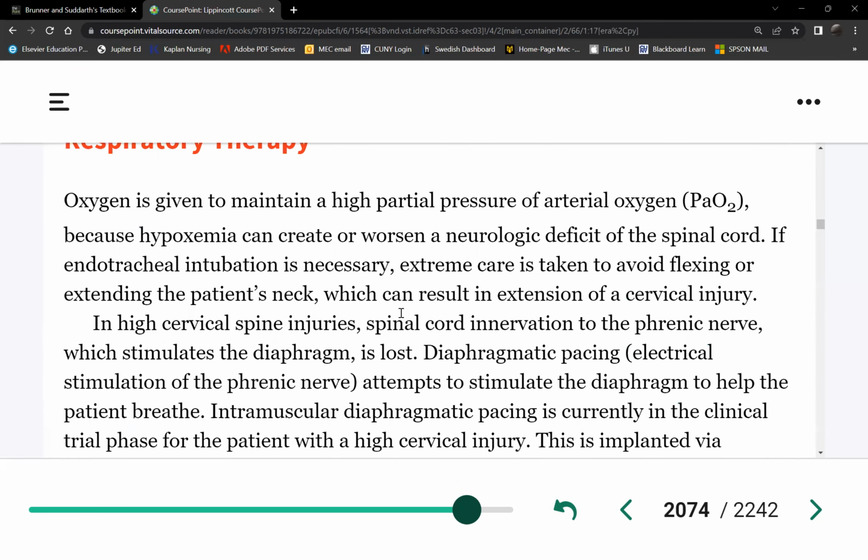So this is part of the AB part, so airway and breathing. So you support as needed. If needed, the patient will be on a ventilator or at least a BiPAP, for instance, if the respiratory effort is inadequate, because this can lead to respiratory failure. We'll discuss respiratory failure during the last hour today.